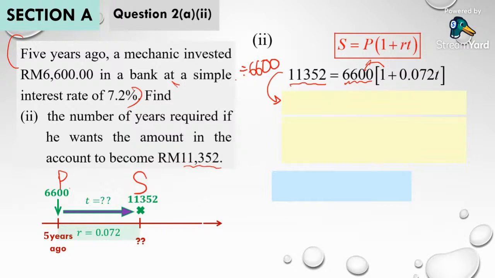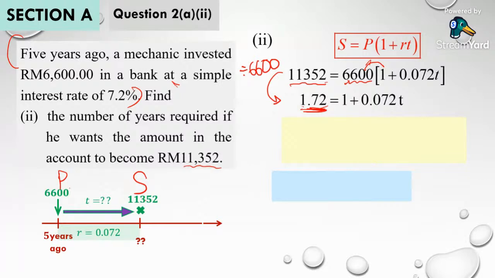I have 11352 divided by 6600. As a result, I have 1.72 equals 1 plus 0.072t. This one I have pre-calculated. I found out that after I divide, the answer is a simple 1.72. That's why I go for these calculations. Of course, nothing wrong if you want to expand to get larger numbers.